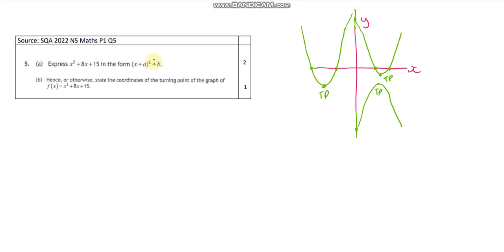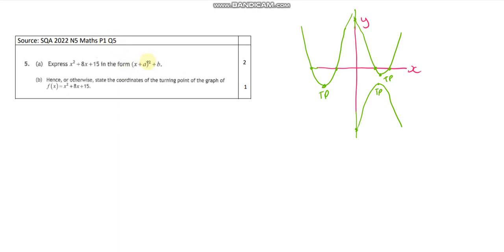Now when we write this in this form, we're not changing the equation. It's the exact same equation, but what we're doing is writing it in a way that makes it more useful. Right now I'm looking at this, and it doesn't really mean a huge amount to me, whereas in this form it will help us find the turning point. So this is called completing the square.